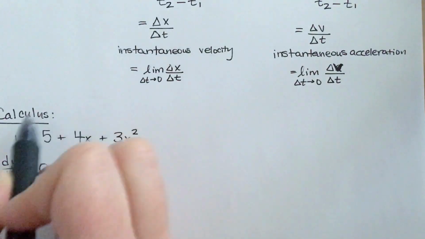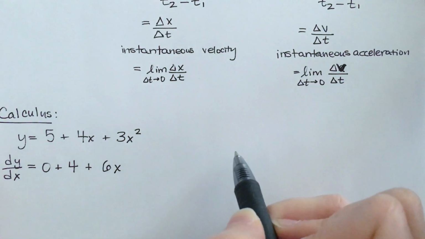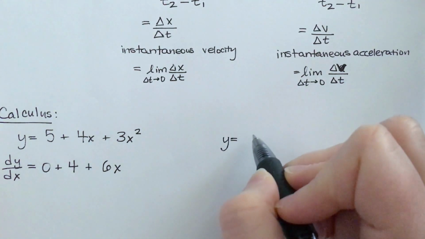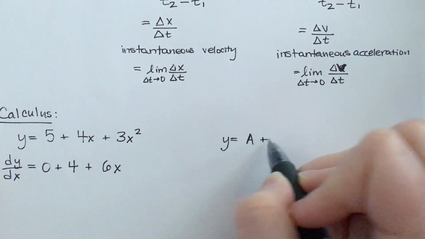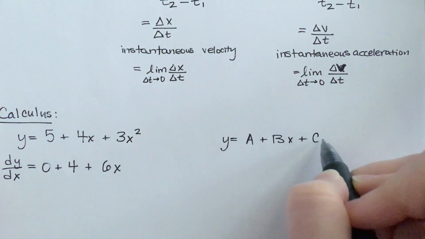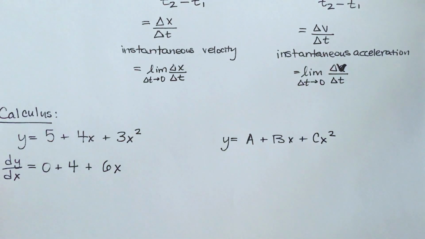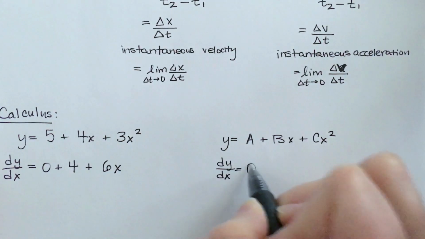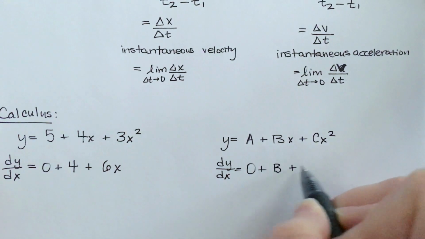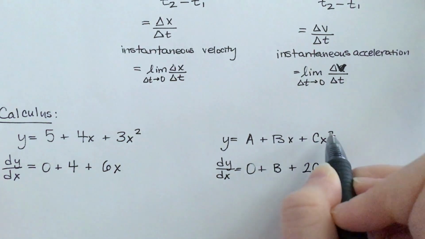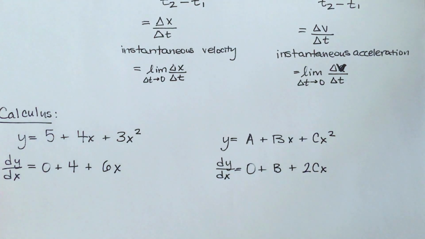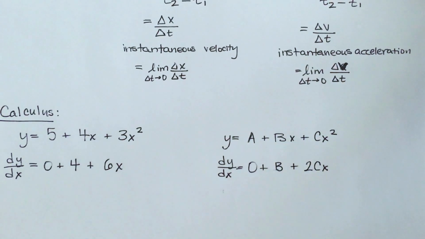Okay, now if we took this idea and put it in terms of general variables for our constants, we could write something like a plus bx plus cx squared. And if we take the derivative of y with respect to x, we'd get 0 plus b plus 2cx, where we brought that 2 down, and then this exponent dropped by 1. Very much the same, just with some variables.